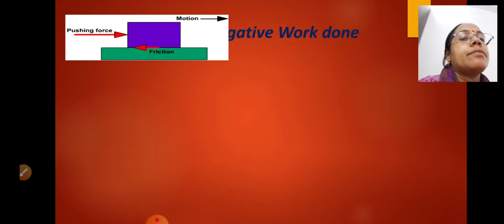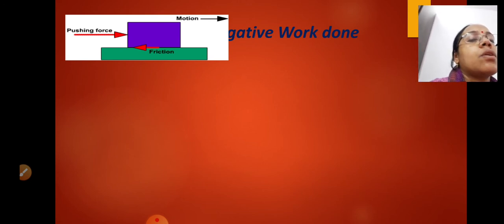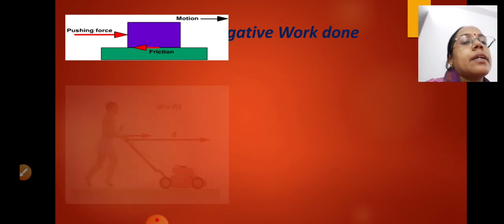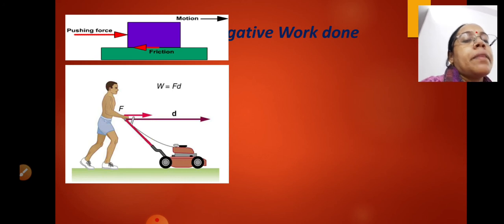This is negative work done. You can see here the frictional force is being exerted. The pushing force is towards the right side, the frictional force is towards the left side, while the motion of the object is towards the right side, and so this is negative work done. Now the second one, you can see, is positive work done.